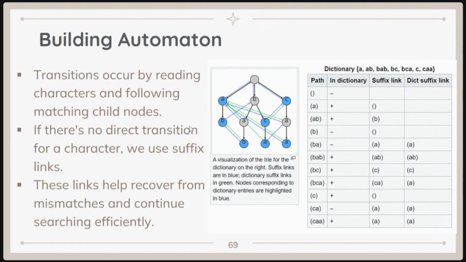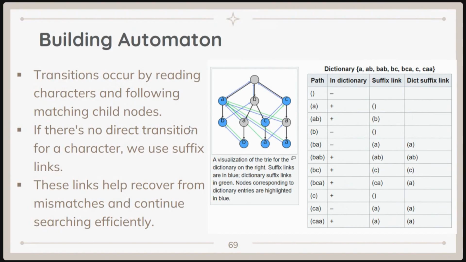This slide explains how the automaton is built. Transitions occur by reading characters and following matching child nodes. If there's no direct transition for a character, we use suffix links. These links help recover from mismatches and continue searching efficiently.